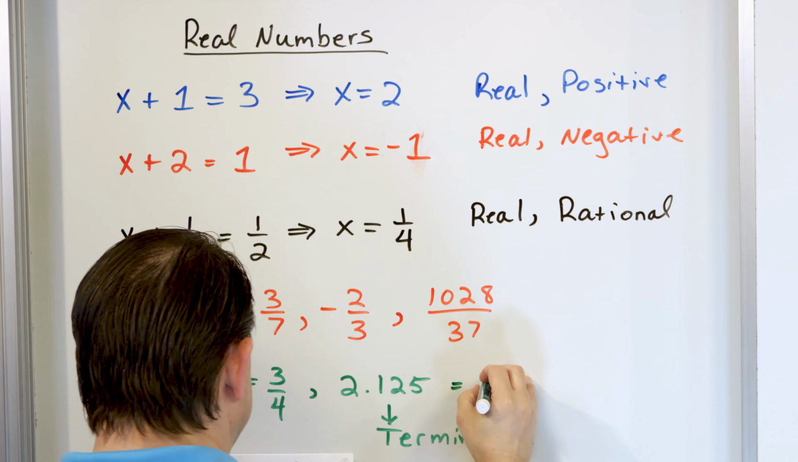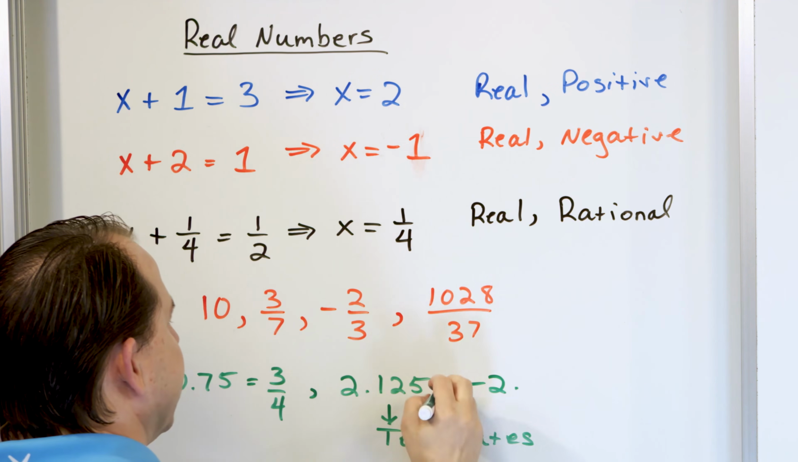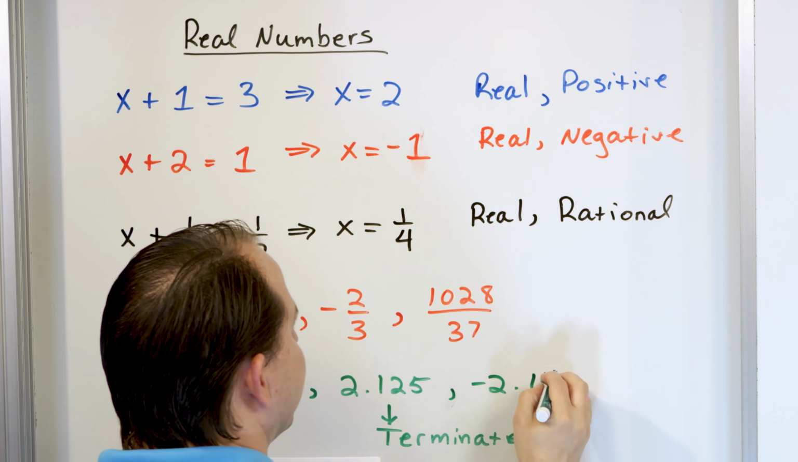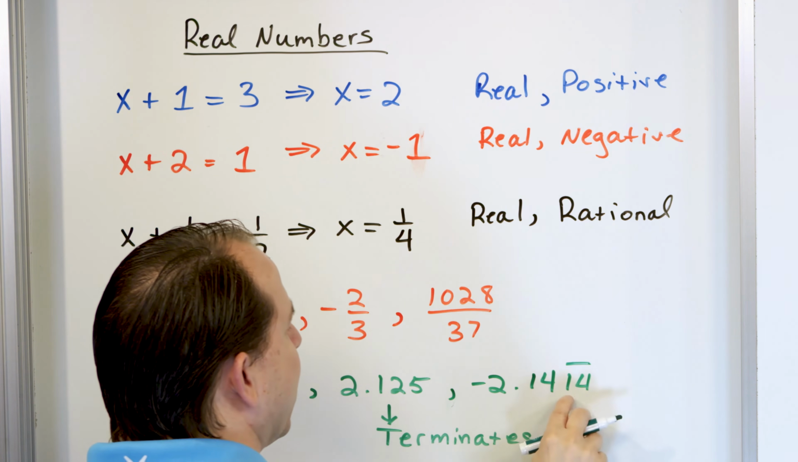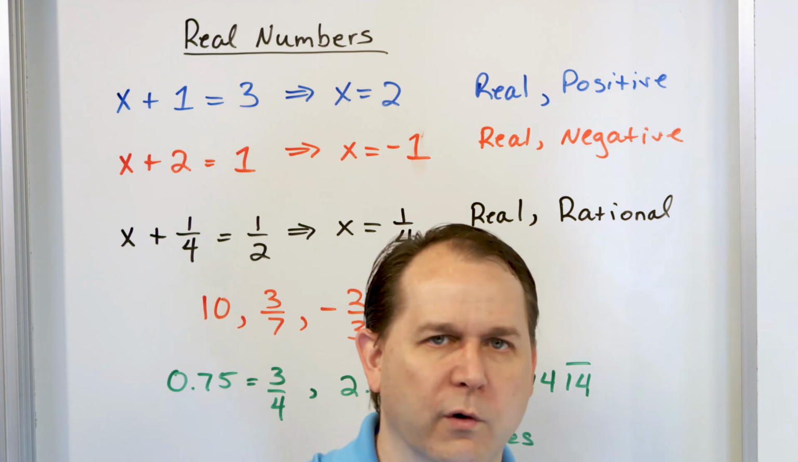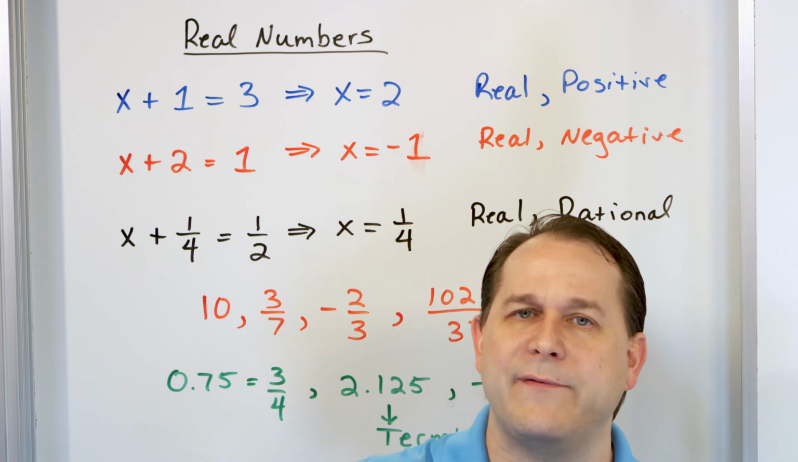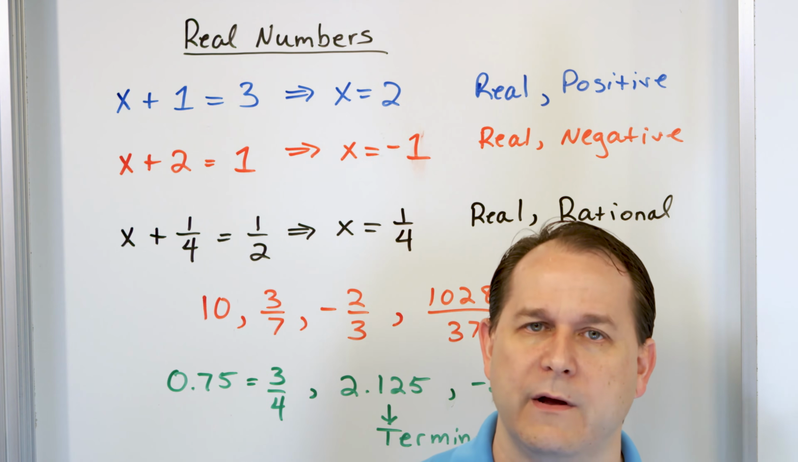Let's take our last crazy one. What about, that's not an equal sign there, sorry about that, -2.1414, but I'm going to put a repeating bar over the last 14. So this is 2.141414141414 goes on forever.